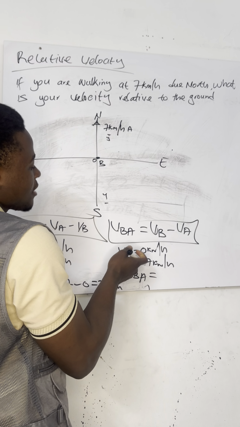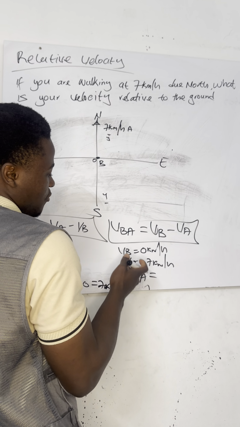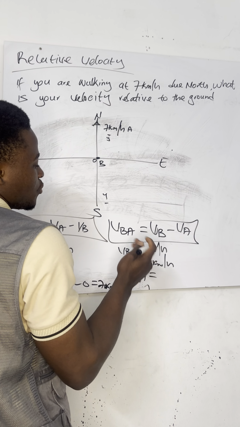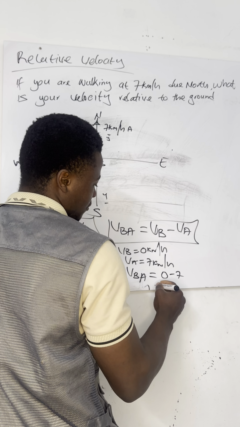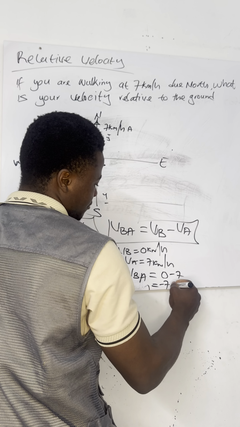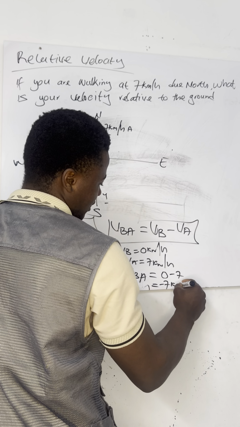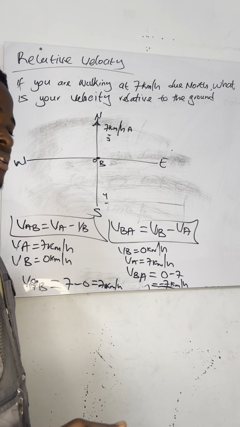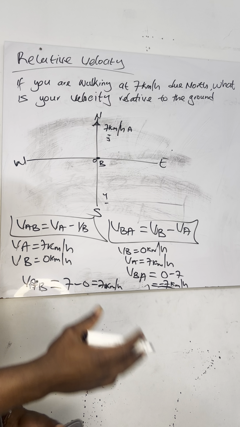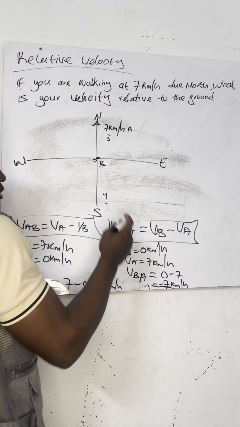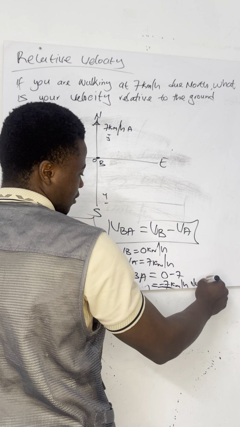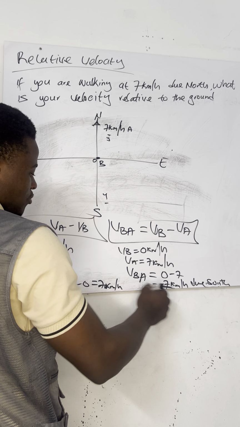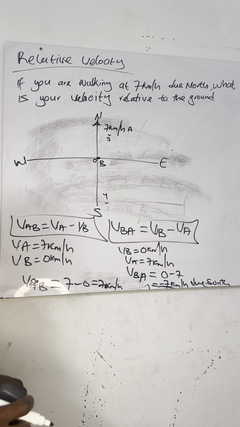Remember, VB is the ground and VBA is the relative velocity of the ground relative to you. So it's going to be 0 minus 7, which is negative 7 kilometers per hour. In a negative sense, it tells you that it is moving in the opposite direction. The opposite direction to north is going to be due south. Here is due north. So that is how you calculate relative velocity.